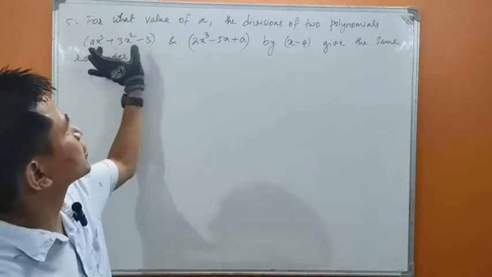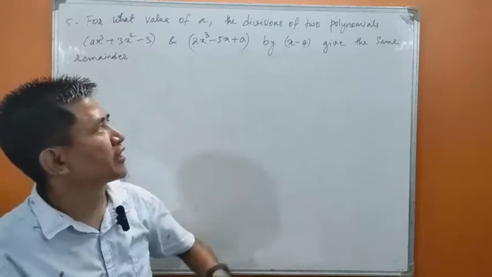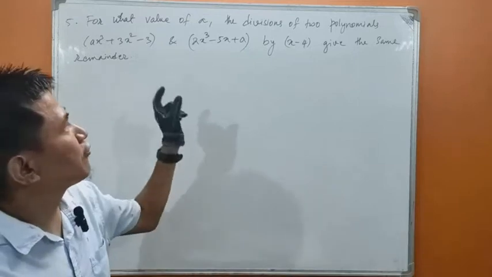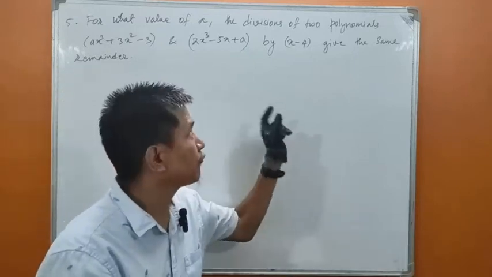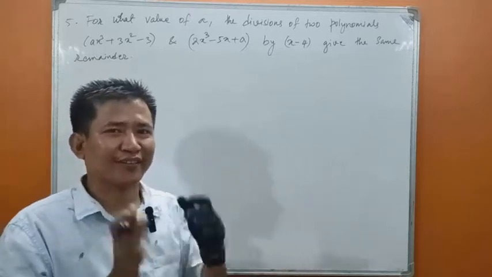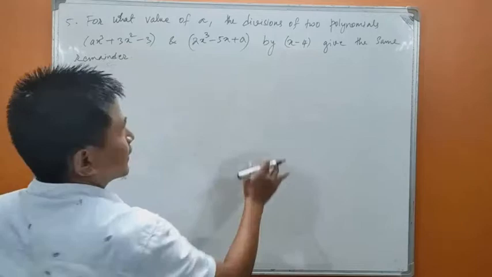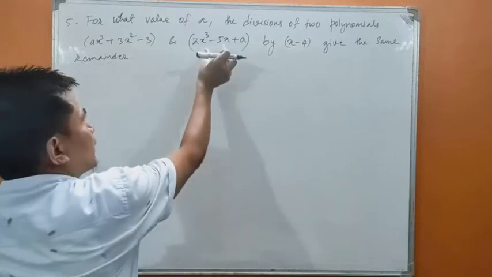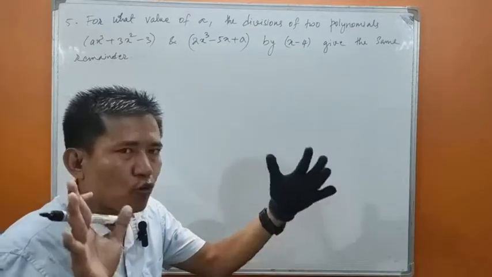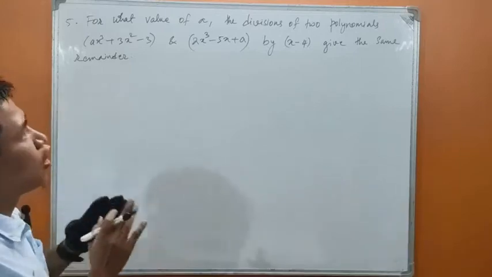When this expression is divided by x minus 4 it gives a certain remainder, and this expression divided by x minus 4 also gives a certain remainder. Question is, for what values of a will the remainder be the same in both the cases, means the remainders will be equal. When this is divided by this, we get some remainder, and when this is divided by this also, we get another remainder, isn't it? So for what value of a, the two remainders will be equal? The question is that.